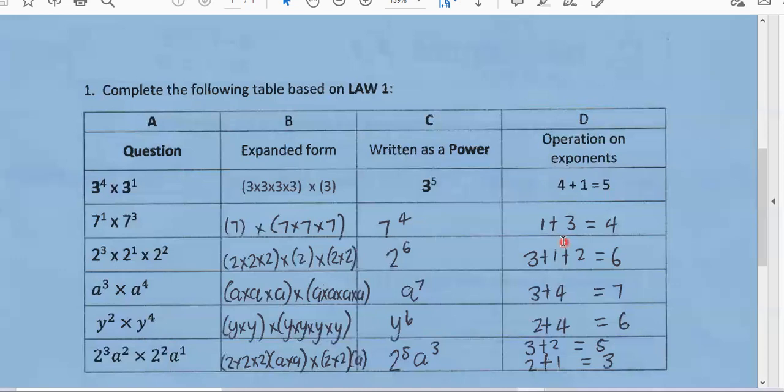Now, operation on the exponents, they're asking you what did you do to your exponent. So you added the 1 plus the 3 to give you an answer of 4.